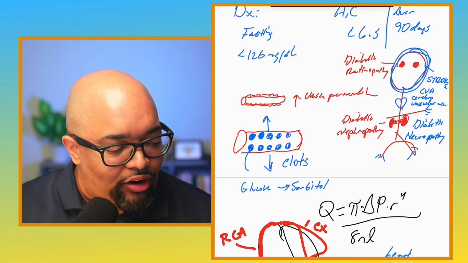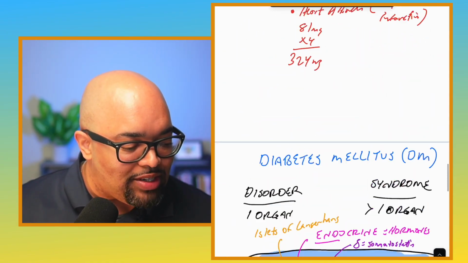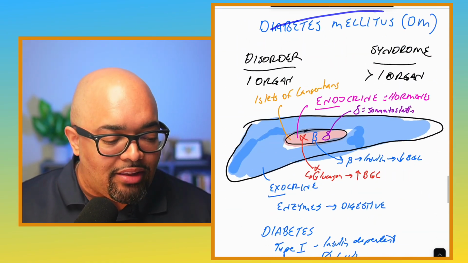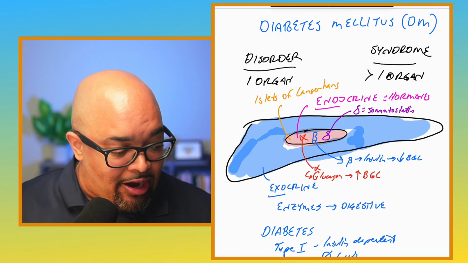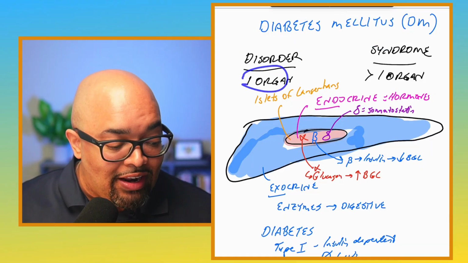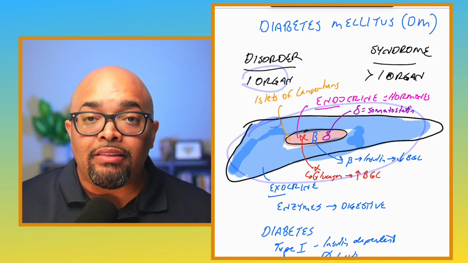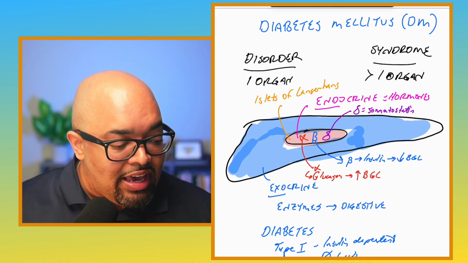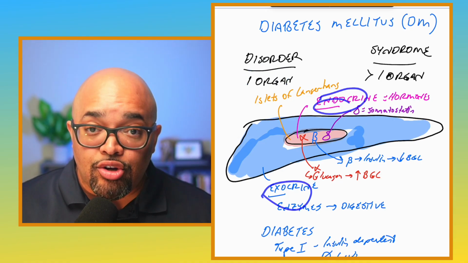Now, let's go back over this. What we covered so far today is that diabetes mellitus is a disorder of the pancreas. It's a disorder because it primarily affects one organ, and that organ is the pancreas. The pancreas has two functions. It has an endocrine function and an exocrine function.